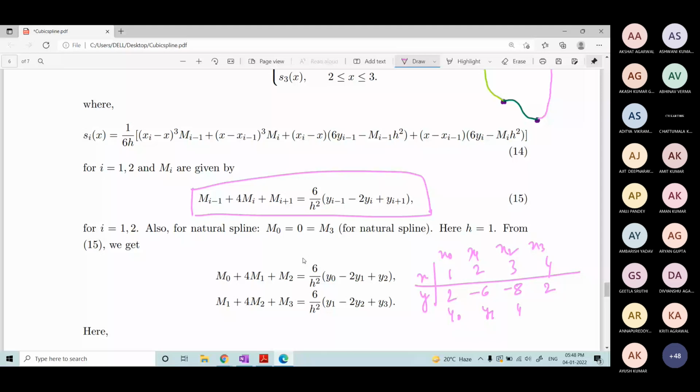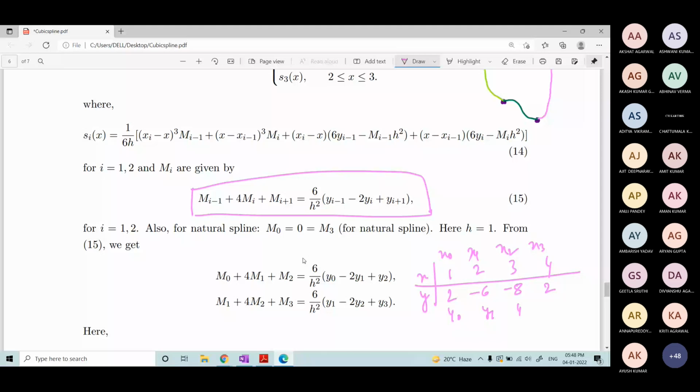6 by h square is 1. So I am not writing 6 into y0. y0 is 2 minus 2 times y1, so 2 times minus 6 minus plus y2. So plus y2 will be minus 8. Okay. So after solving, you are getting 4m1 plus m2 equals to 36.